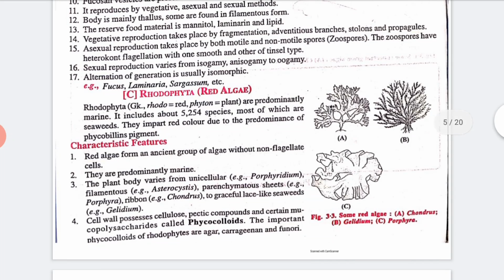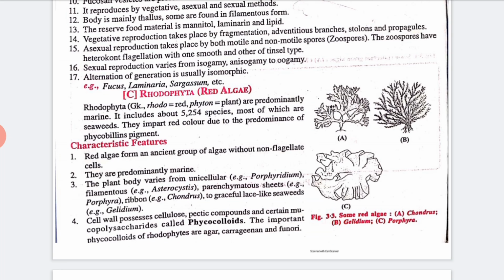Now let's talk about the next, Rhodophyta, that is red algae. So Rhodophyta, red algae, are predominantly marine. They include about 5254 species, most of which are seaweeds. Okay, and they impart a red color due to the predominance of phycoerythrin pigment. Okay, now let's see some characteristics.